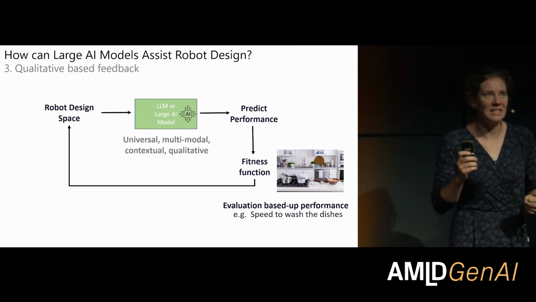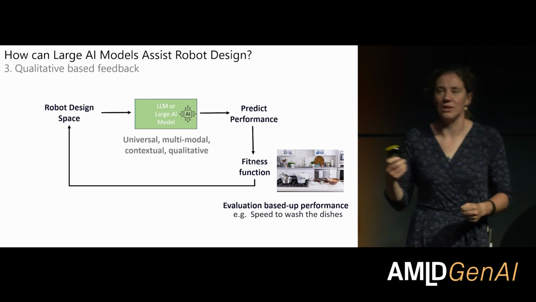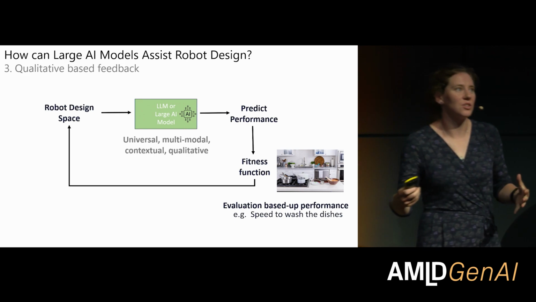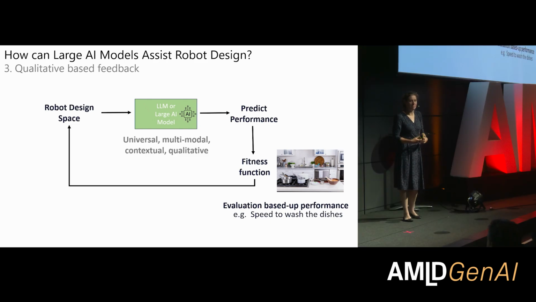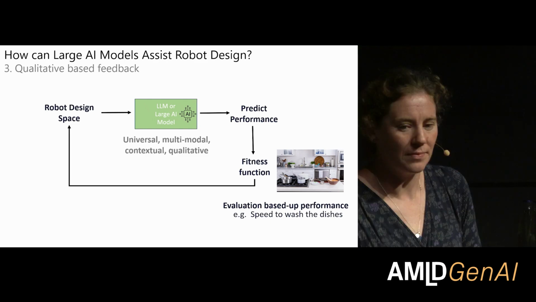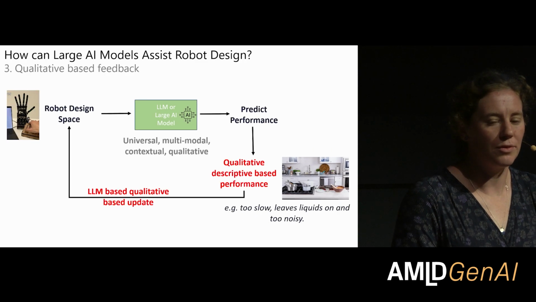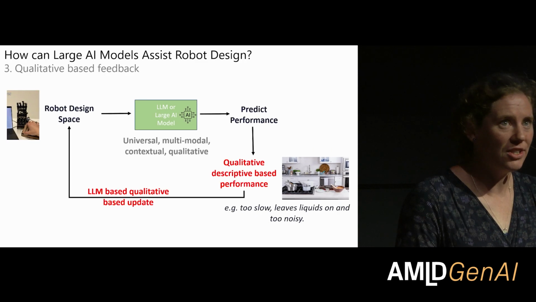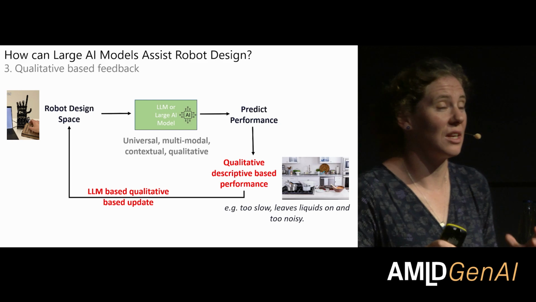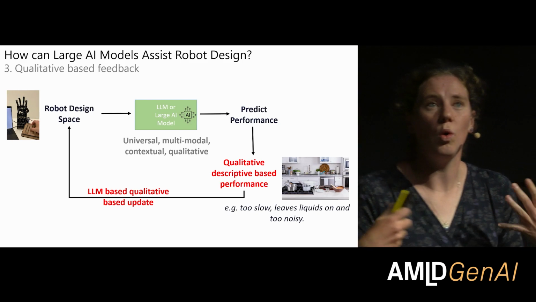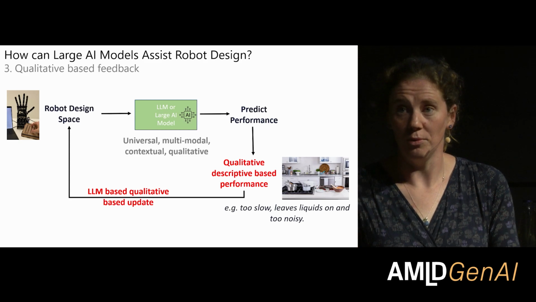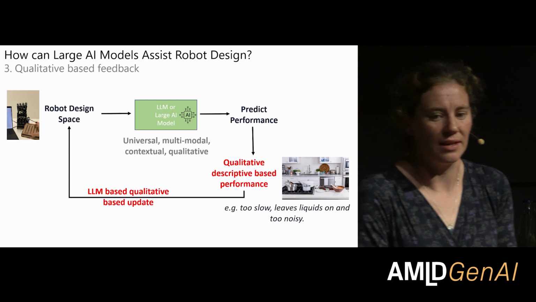But these do not translate to how well my robot is going to work in a complex environment. How well is it going to work in my kitchen to perform complex tasks? How do we describe the performance of this robot? So we're looking at, can we move away from a single, very quantitative metric to something very qualitative? And this is something we humans are very good at. How can we qualitatively describe the performance and use that to update the design?